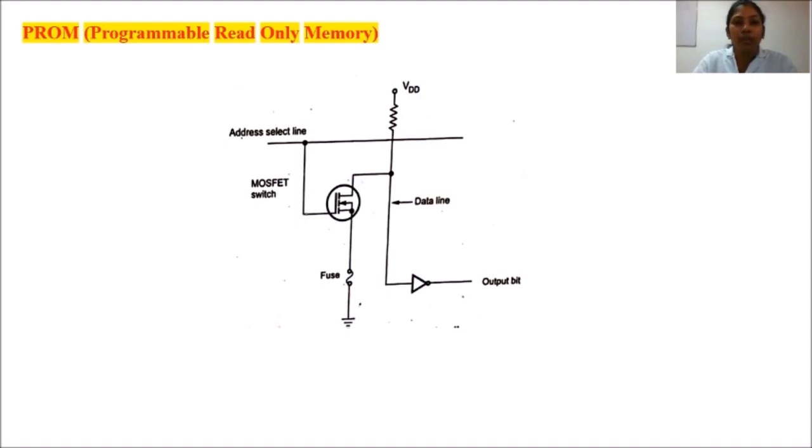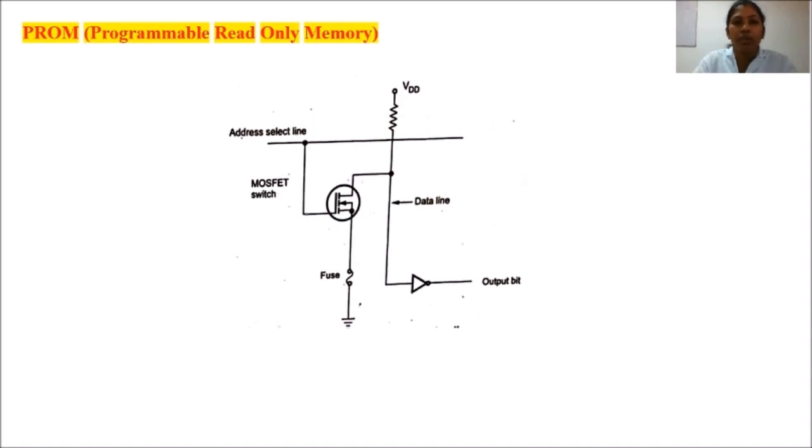These PROMs are programmed by the user. To provide the programming facility, each address select line and data line intersection has its own fused MOSFET or transistor. When the fuse is intact, the memory cell is configured as a logic 1, and when the fuse is blown, it is an open circuit, and the memory cell is logic 0. So this is represented in this diagram.